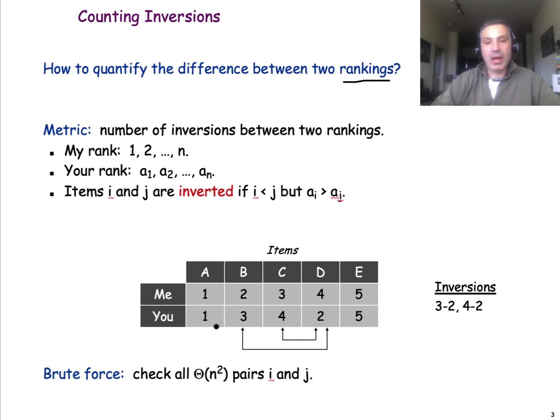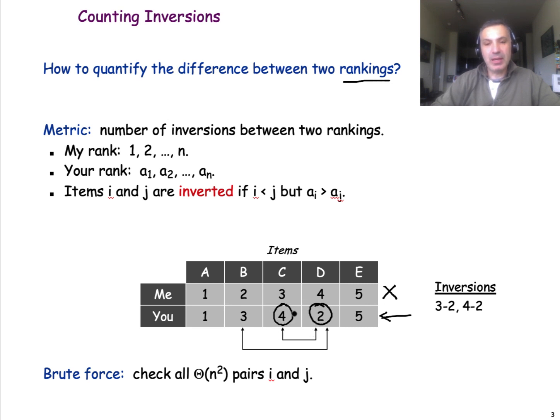So your rankings may be, as you see here, 1 for item A, 3 for item B, and so on. Now, how do we compare these two rankings? First, notice that my ranking, in some sense, is not really needed because it is implicit based on the way that we have ordered the items. So we can strictly focus on your ranking over here and examine how often we have a situation where an item, even though it appears before another item, has a higher rank number than the item at the right.